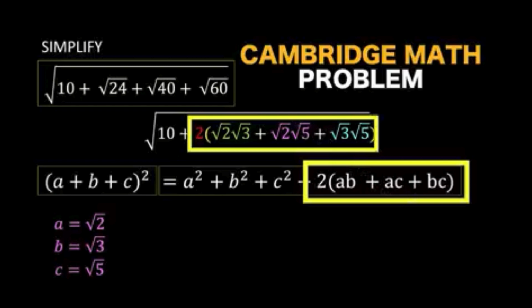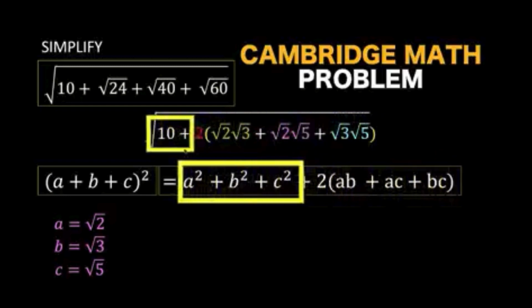Now our next task is to show that this 10 is equal to a squared plus b squared plus c squared, and if we can do that, then this original expression can be written in the form the square of a plus b plus c. And since we know a equals square root of 2, b equals square root of 3, and c equals square root of 5, then we'll be able to find what is the simplified form of the given expression. So how can we prove that a squared plus b squared plus c squared is indeed equal to 10?